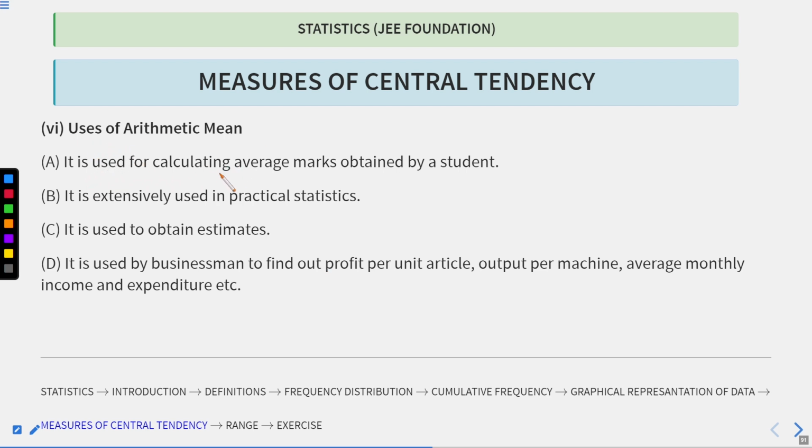It is used to calculate average marks. It is also used by businessmen to find out profit per unit. It is very important in business that you know your profit per unit article, output per machine, average monthly income, average monthly expenditure, etc. So from the perspective of business, this plays a vital role. Okay, so let's move next.